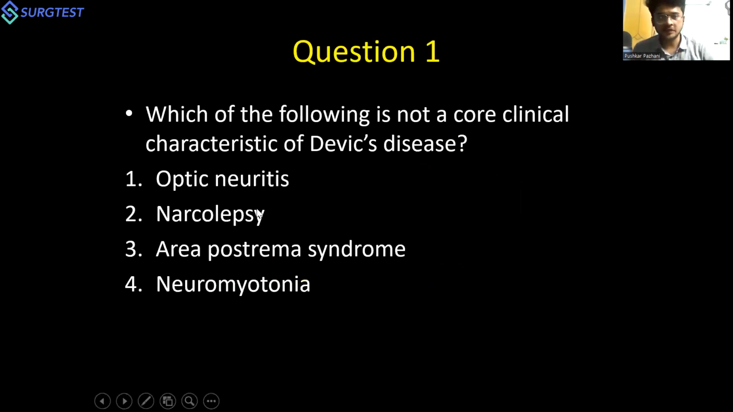Now coming to the first MCQ. Which of the following is not a core clinical characteristic of Devic's disease? Devic's disease is the synonym for neuromyelitis optica, the older name for neuromyelitis optica. So which of the following is not a core clinical characteristic?